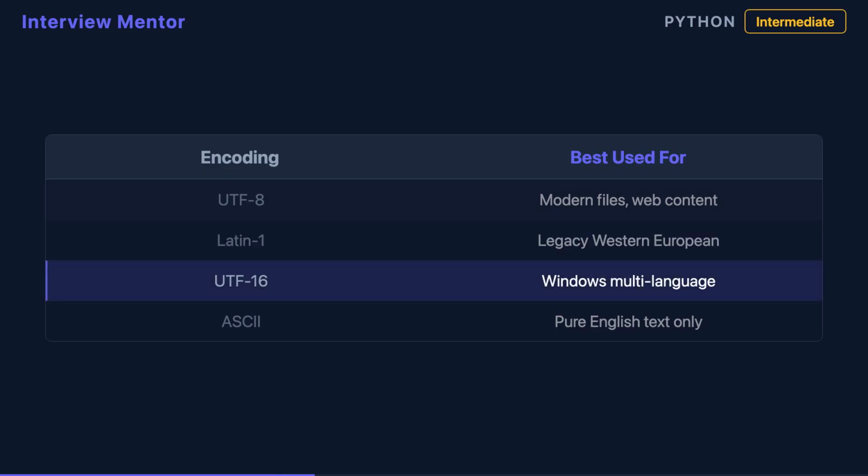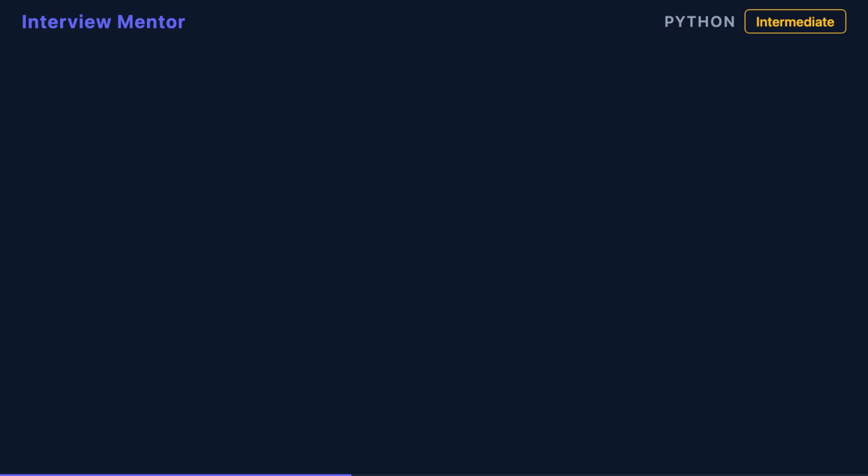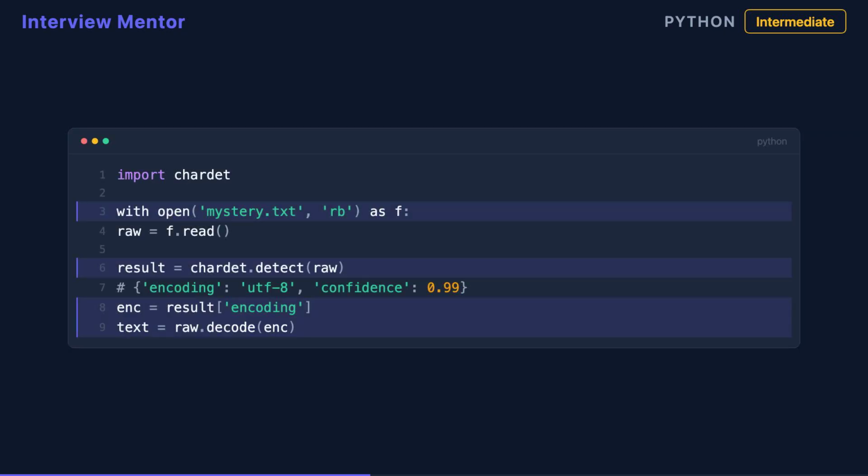UTF-16 appears in Windows multi-language exports. ASCII works only when you are certain no special characters exist. When encoding is unknown, use the chardet library.